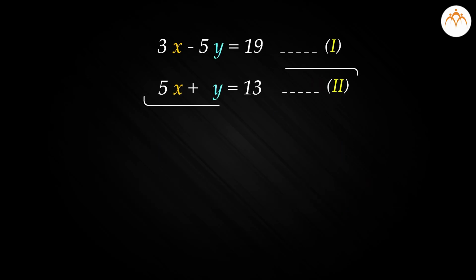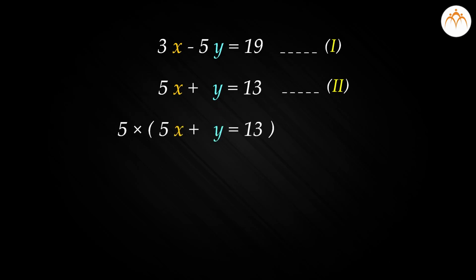Let's multiply equation 2 by 5. We will get 5 multiplied by 5x plus y is equal to 13. Therefore, 25x plus 5y is equal to 65, equation 3.